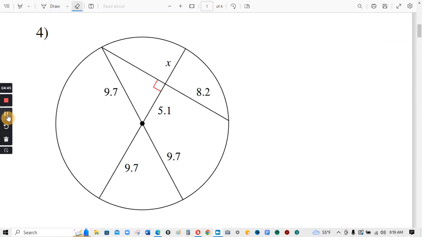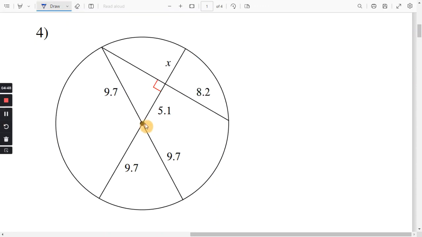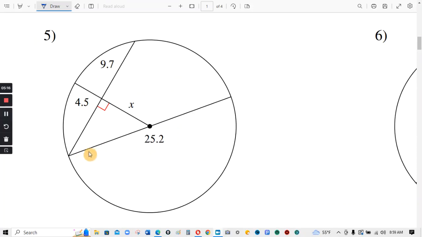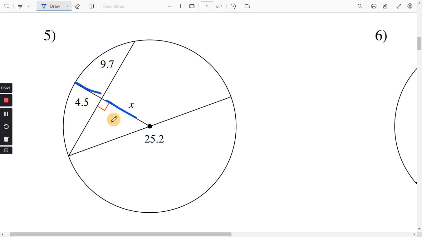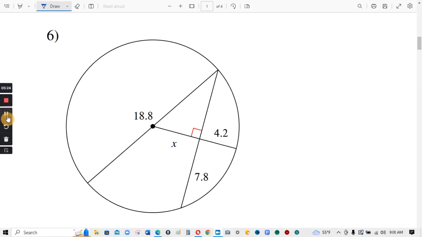Similar thing with number 4. If you start at the center and go to the circle, that distance or length is going to be a radius. And no matter where you draw the radius, it's going to be the same. So this is 9.7, and this plus this is also 9.7. 5.1 plus x equals 9.7. Same with number 5. This is a diameter here. You take half, and that's going to equal 4.5 plus x. And same thing with number 6.